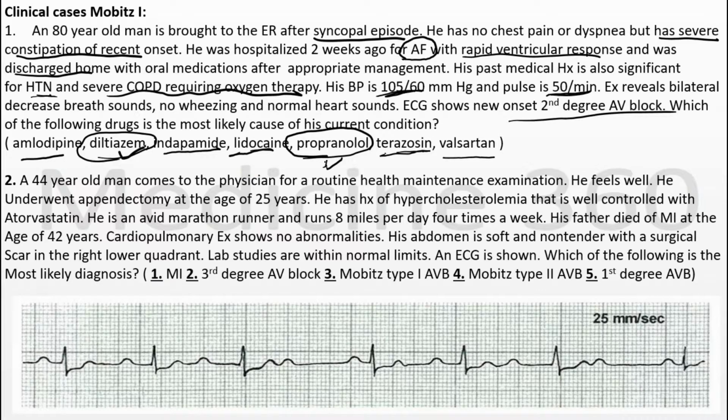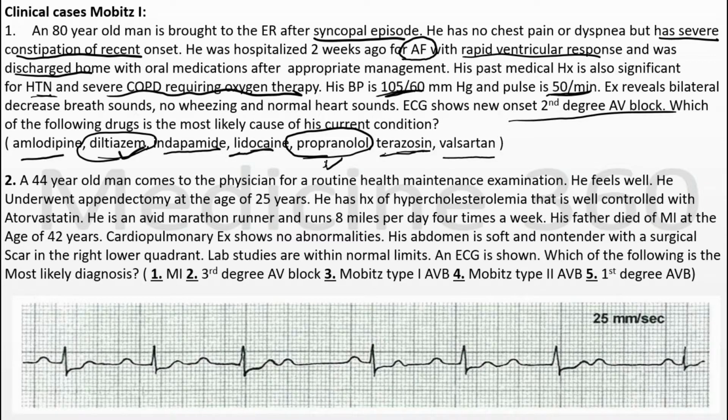Cardiopulmonary examination shows no abnormalities. His abdomen is soft and non-tender with a surgical scar in the right lower quadrant. Lab studies are within normal limits and the ECG is shown. Which of the following is the most likely diagnosis?